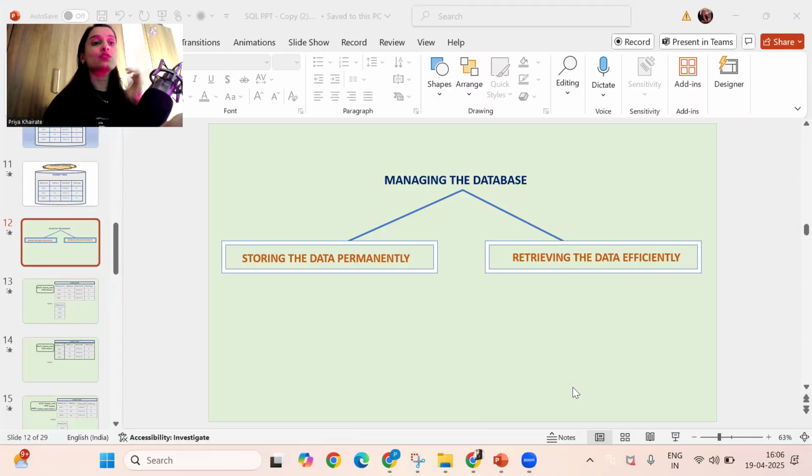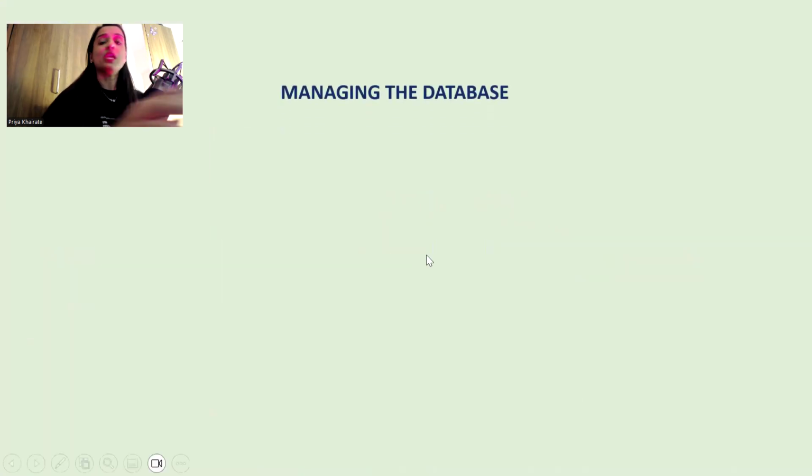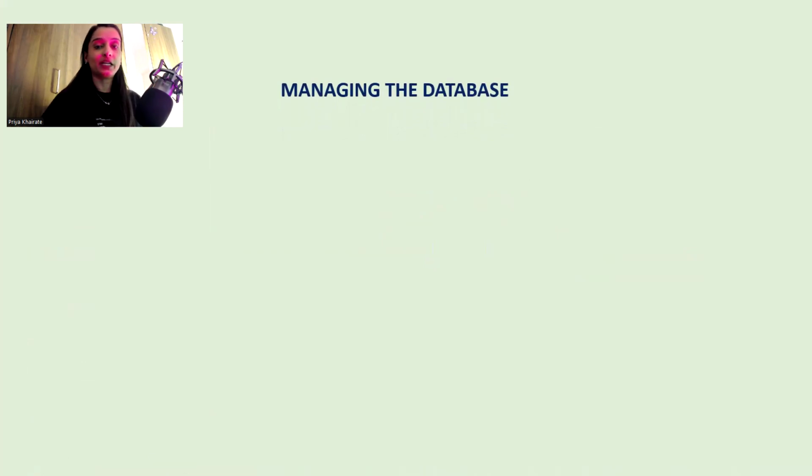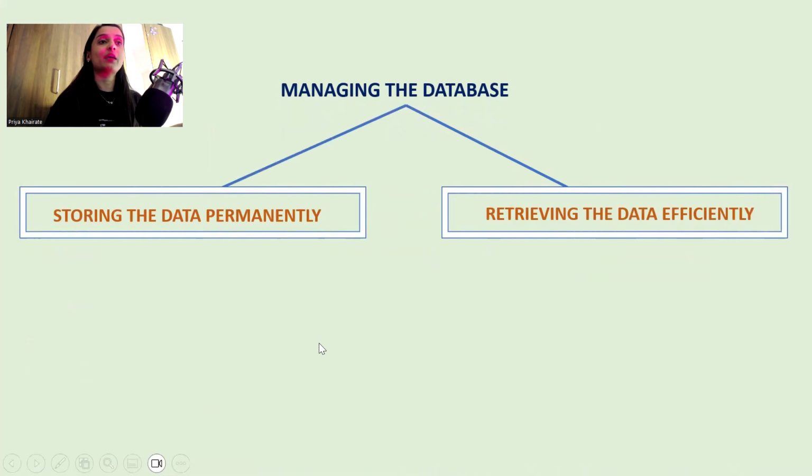Now in the last video, we discussed storing the data permanently, right? Because managing the database means we first have to store the data permanently, and then we need to learn how to retrieve the data efficiently. So managing the database is divided into two parts. Storing the data permanently, we have already completed. We created the database, we created the table, and inside that we inserted the values. Until you insert the values, that part is the storing part.